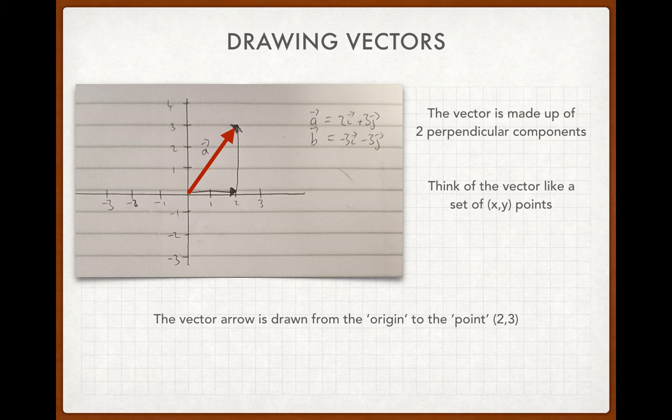The second way of looking at it is you can think of 2i plus 3j kind of like 2, 3 points wise. So in coordinate geometry it'd be 2, 3. And what that means then is you need to draw a vector from the origin to the point 2, 3. And that's a quick way of drawing it. Okay, let's have a look at the next one.